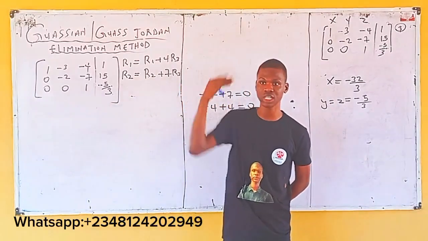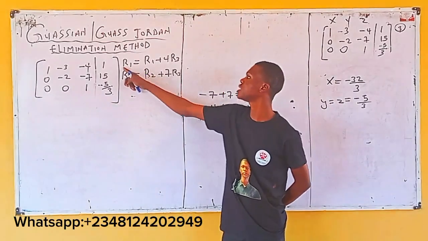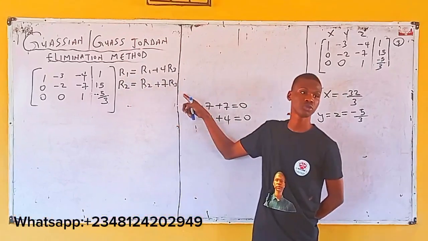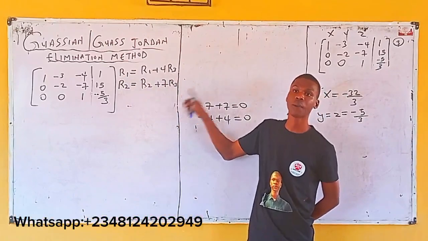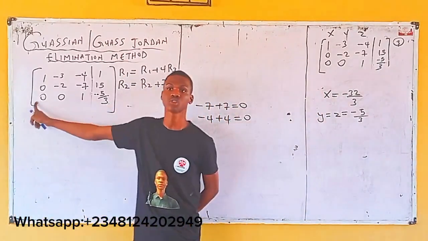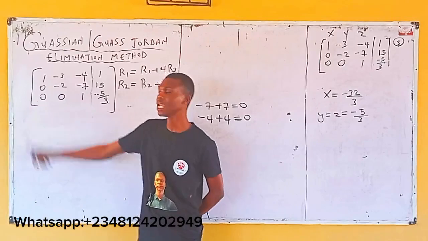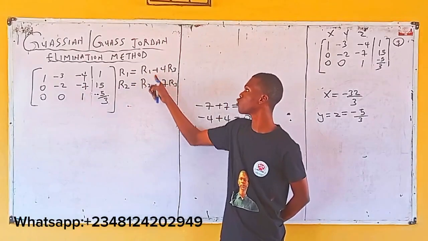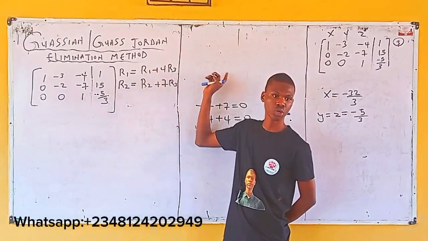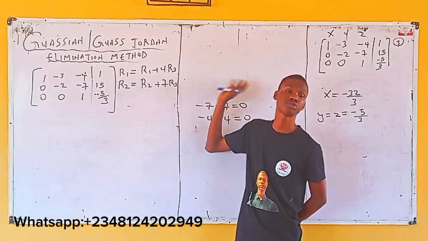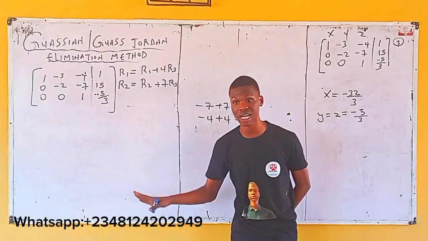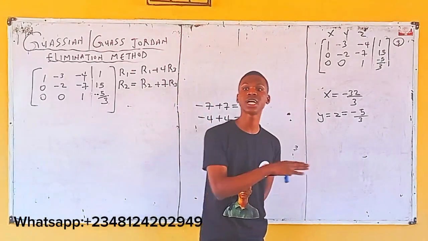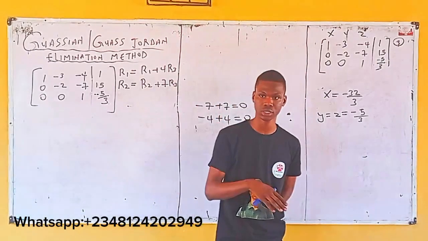You observe something. If you check what we did before, you observe that when I'm manipulating row 1, I included row 3. When I'm manipulating row 2, I included row 3. The question is why? I'm doing that because my pivot belongs to row 3. If my pivot was in row 2, I would have used row 1 plus 4 row 2, row 2 plus 7 row 2. You get my point? So in general, having identified your pivot, that should be your focus. To manipulate any number, you are making use of your pivot.